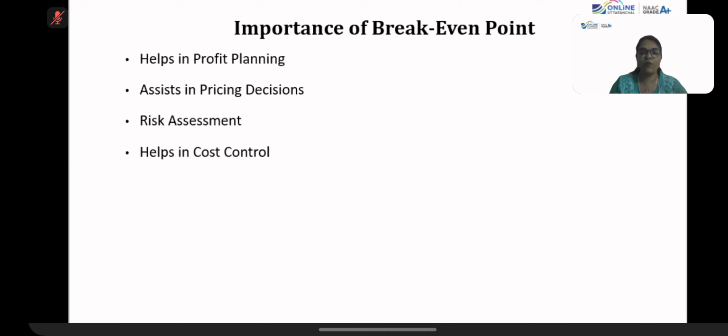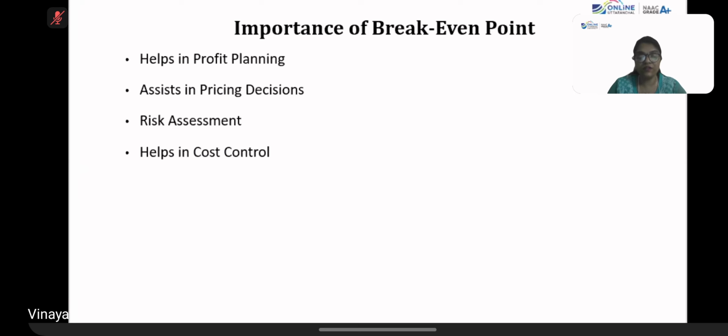Importance of break-even point. Now, why is this break-even point important? Firstly, it will help you to understand, students, the management, to set the targets, production levels, to ensure profitability. Also, it will assist in pricing decisions. That means the BEP analysis will provide you an idea about how pricing has an impact on the profitability. The effect of pricing on your profitability will be explained by the break-even point analysis.